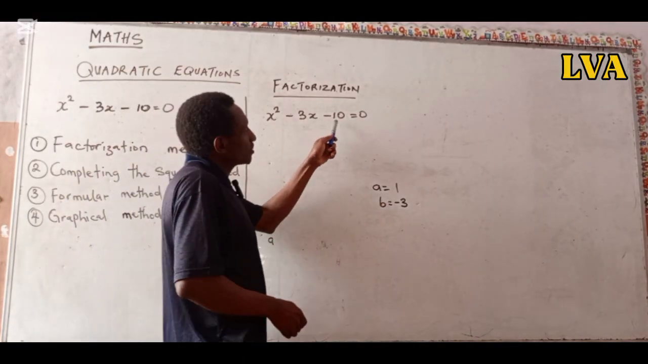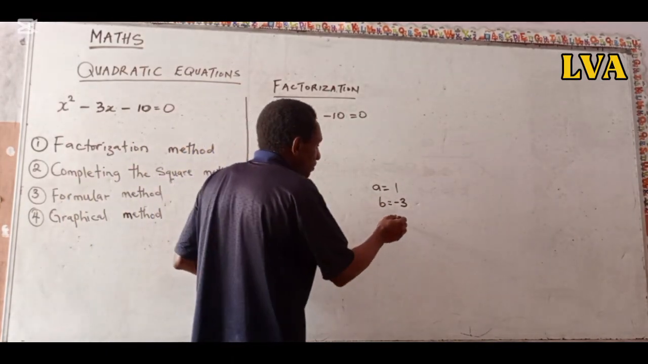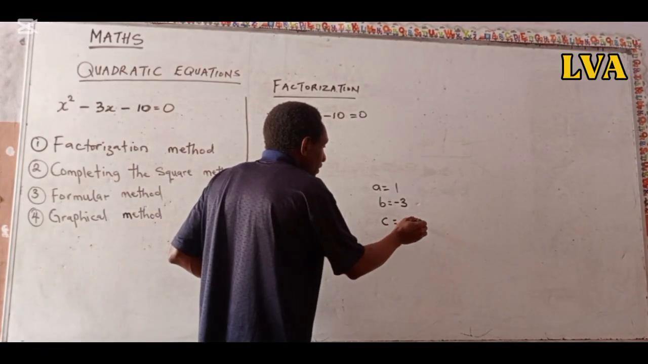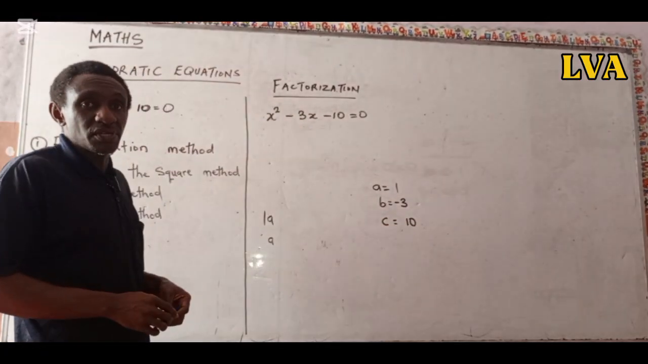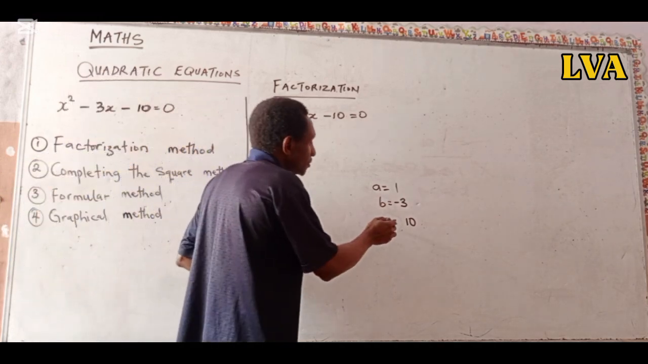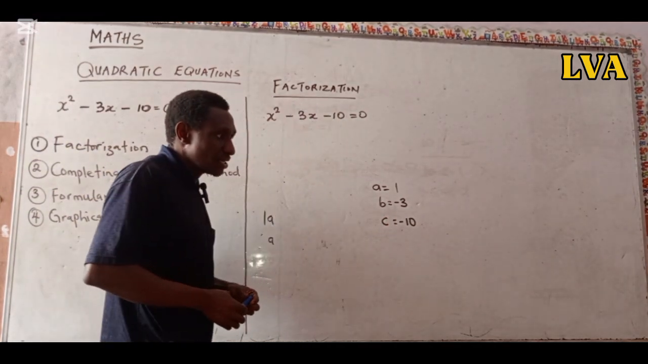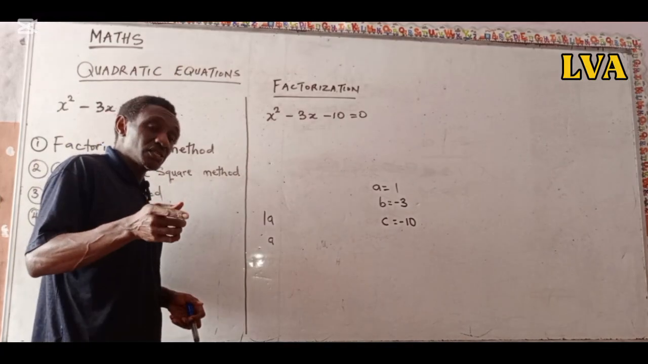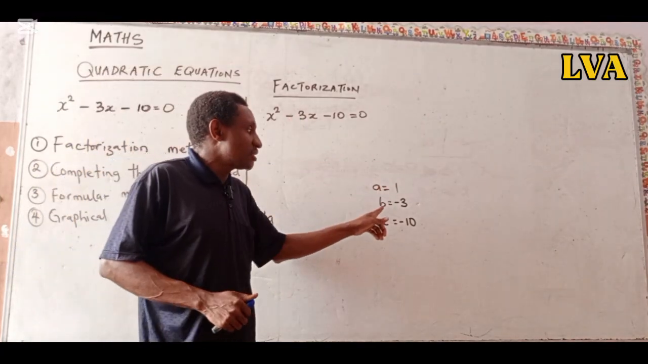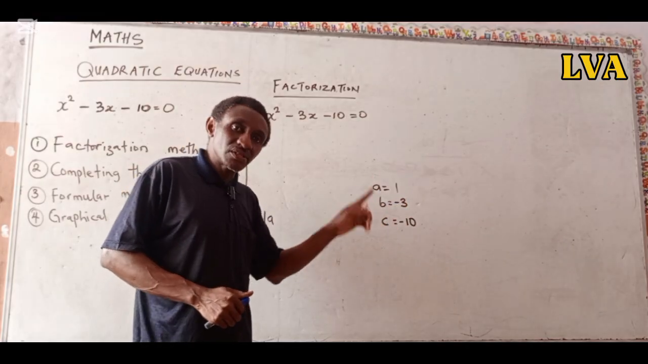And then this one represents the coefficient of x raised to the power 0, and we call it c. And what's that coefficient? Don't call it 10. If you put 10, you're not correct. You will make mistakes. So you have to give it its negative sign. The coefficient of c is minus 10. That means the coefficient of x raised to the power 0 is minus 10. So from this question, our a is 1, our b is minus 3, and c is minus 10.